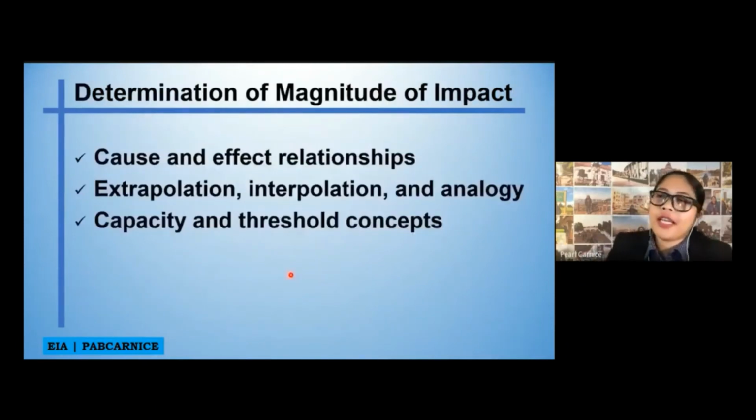So when we say determination of magnitude of impact, there are actually two methods to that.